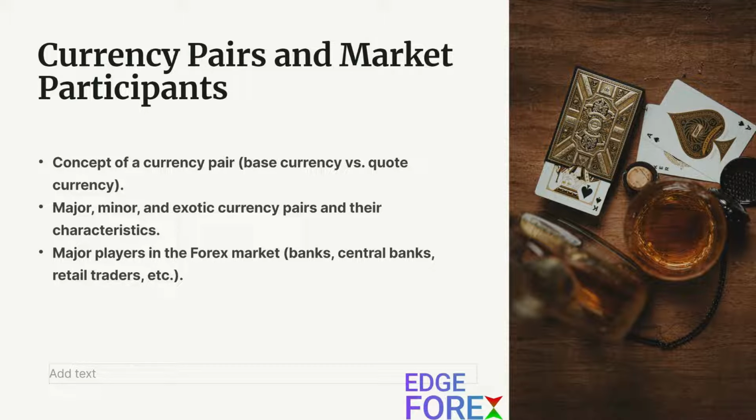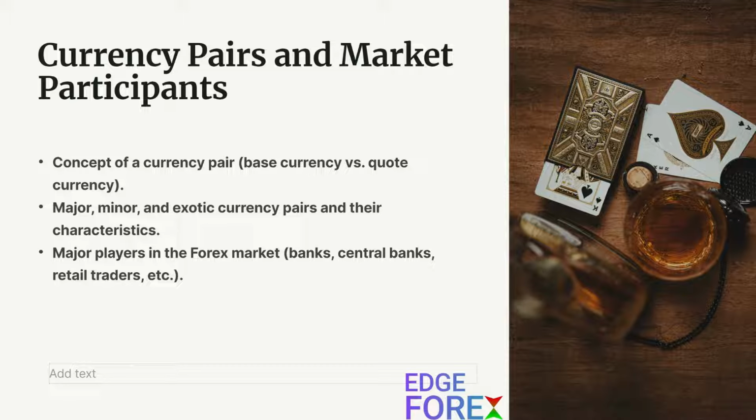So now let's look at minor pairs. These are the pairs involving currencies from smaller economies with less stable political or economic conditions. For example, New Zealand dollar (NZD), South African rand, which is called ZAR, or Turkish lira TRY. They offer slightly higher volatility, which can present both higher potential returns and risks for traders.